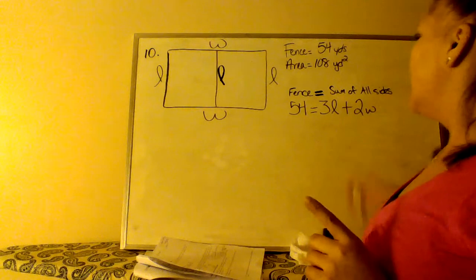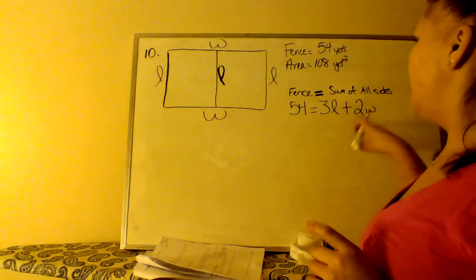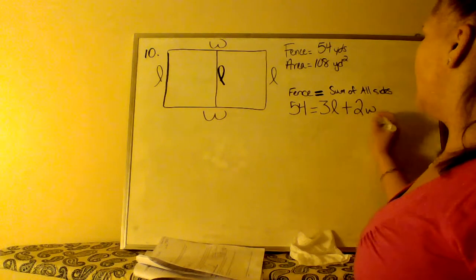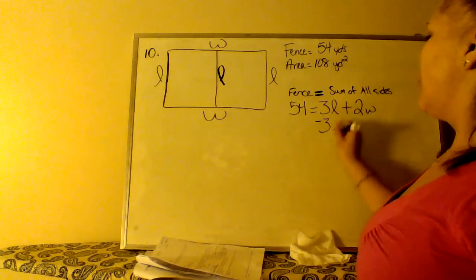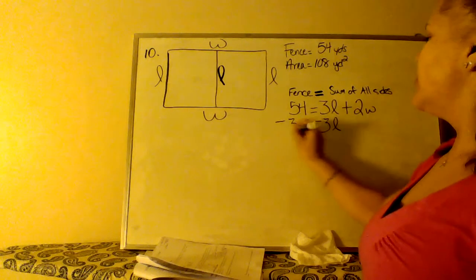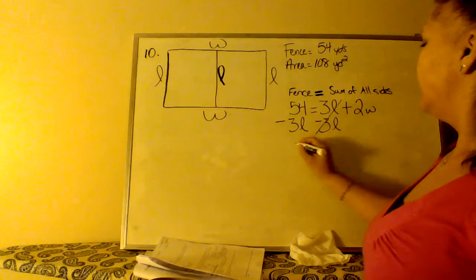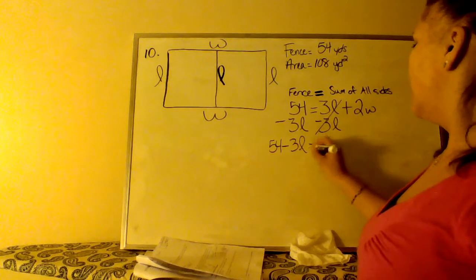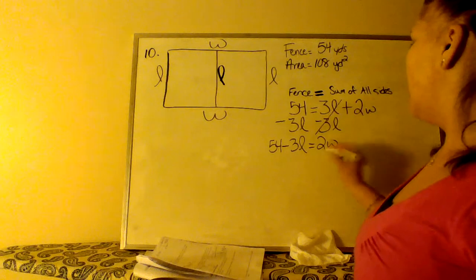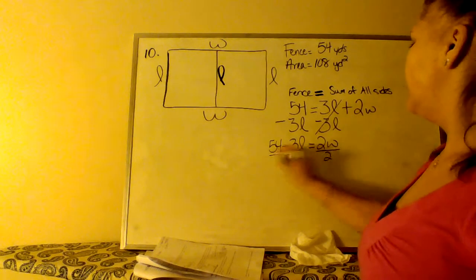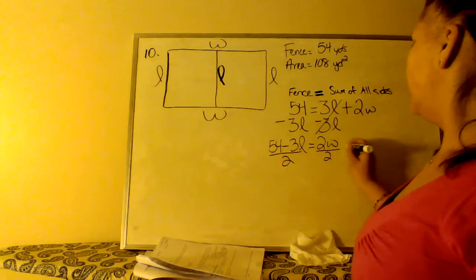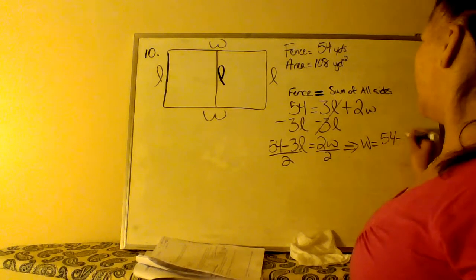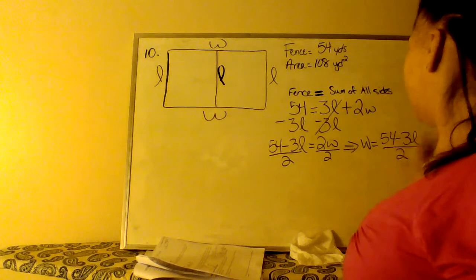What we're going to do is solve for W. We need to get W alone. So we're going to move the 3L, which means you have to subtract it from both sides. So then you end up with 54 minus 3L equals 2W. Now, in order to get W alone, you have to divide by 2. So that gives you W equals 54 minus 3L over 2.